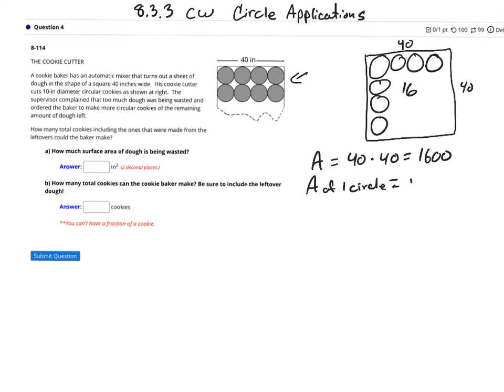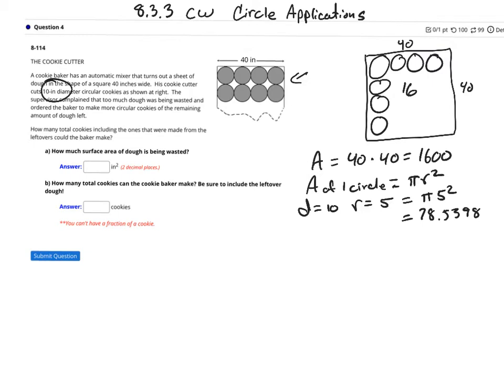So the area of a circle is pi r squared. Since the diameter of the cookie is 10, that means that the radius is going to equal 5, which is half of that. So the area of one cookie is going to be pi times 5 squared. When you put that in your calculator, you end up with 78.5398. And I'm just going to round 4 decimal places until I get to the very end. That's going to be the area of one cookie.